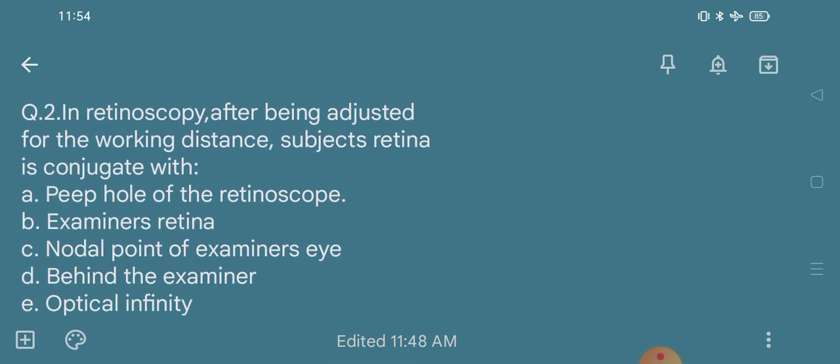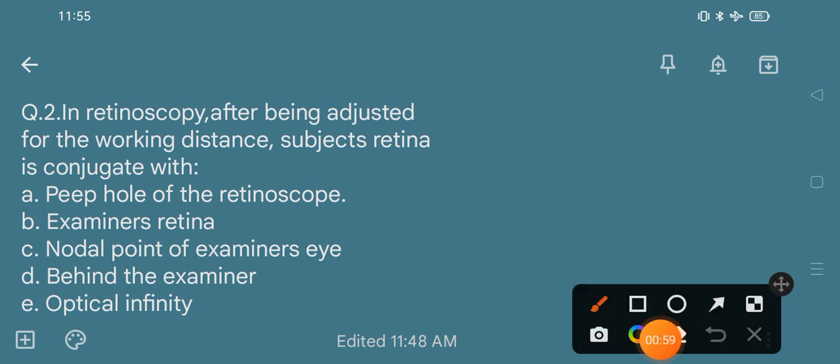Question number 2. In retinoscopy, after being adjusted for the working distance, the subject's retina is conjugate with option A peephole of the retinoscope, option B examiner's retina, option C nodal point of examiner's eye, option D behind the examiner, option E optical infinity. The correct option is option E, that is optical infinity.